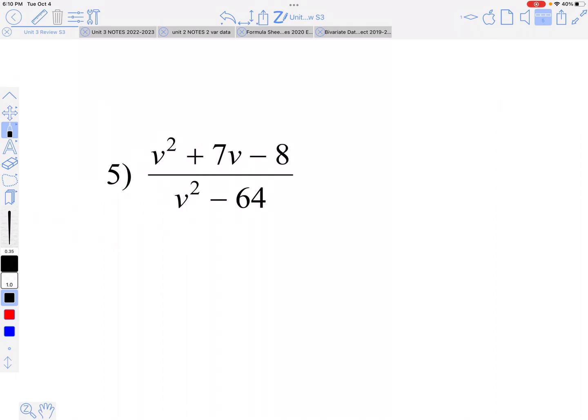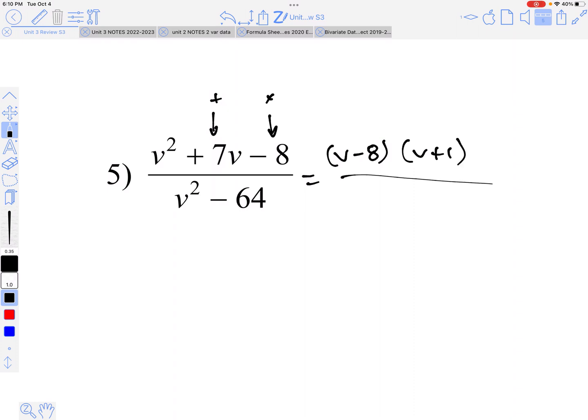So again, we've got to factor. We have to show that it's held together by multiplication. So I'm going to think what multiplies to give me negative 8, but adds to give me 7, and that is going to be negative 8 plus 1. So v minus 8, v plus 1.